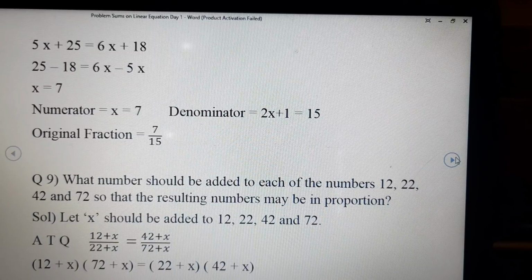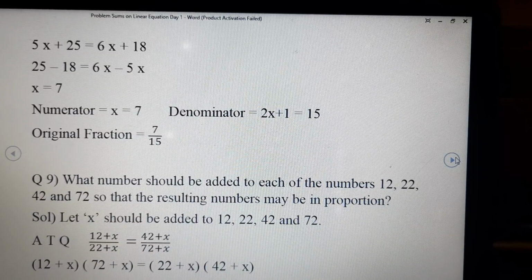What number should be added to each of the numbers 12, 22, 42 and 72 so that the resulting numbers may be in proportion? You remember ratio and proportion? There are 4 numbers. Product of extremes is equal to product of means, or first number divided by second number is equal to third number divided by fourth number. If 4 numbers are in proportion, then we have to do this.